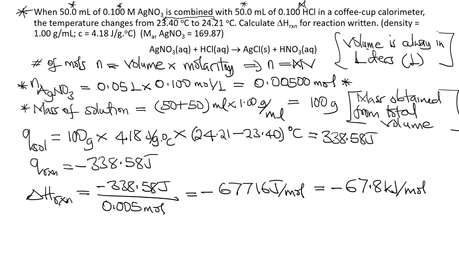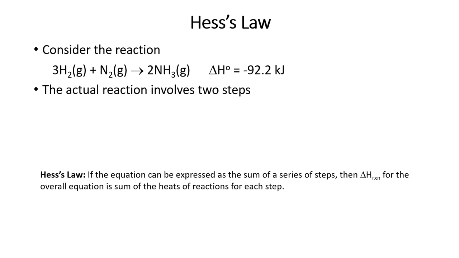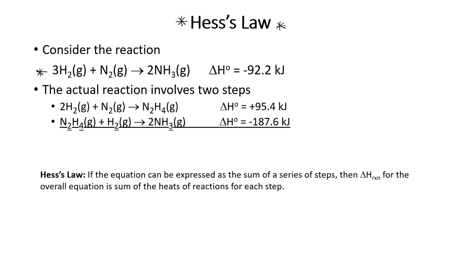So let us move on to a different type of problem. Hess's law. For example, you have this equation here. Consider the equation for the formation of ammonia: 3 hydrogen plus 1 nitrogen gives us 2 ammonia, with an energy of negative 92.2 kilojoules. This reaction actually occurs in 2 steps. First step, hydrogen and nitrogen form an intermediate. Then the intermediate reacts with another hydrogen to form ammonia. Each of the steps has its own energy.